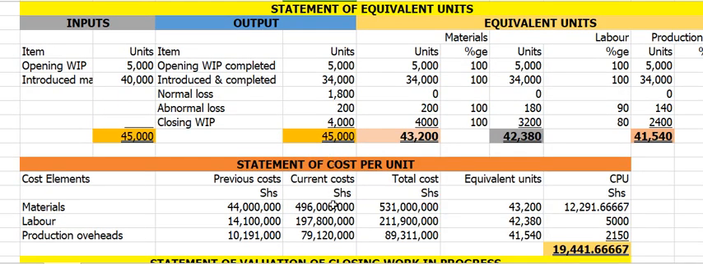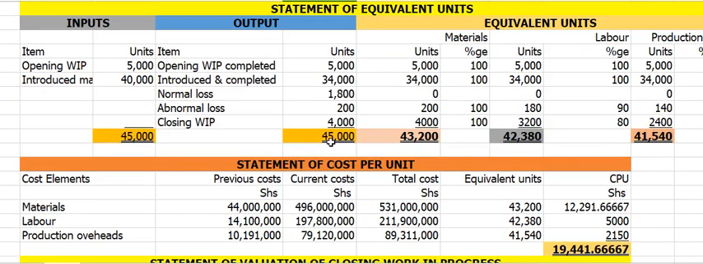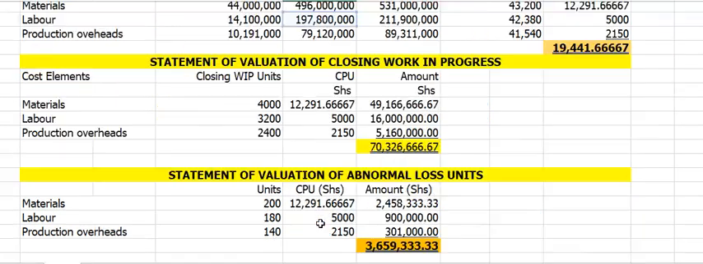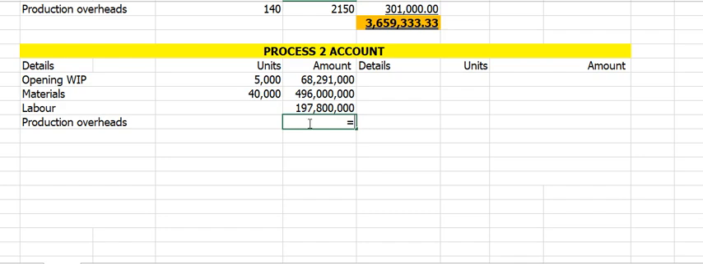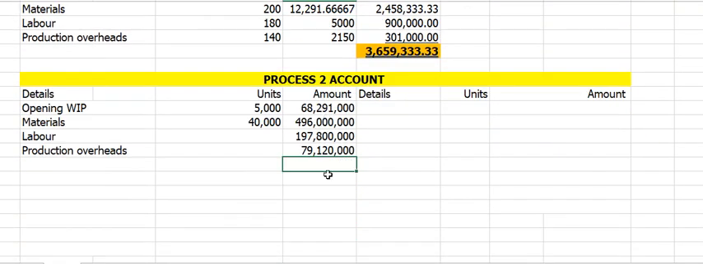Materials, their cost was given. That is the current. So for opening work in progress, use the total value of the opening work in progress. Materials, you use the current cost of the materials that we are using. Labor, we use the current cost. Production overheads, we use the current cost. So that is your debit.